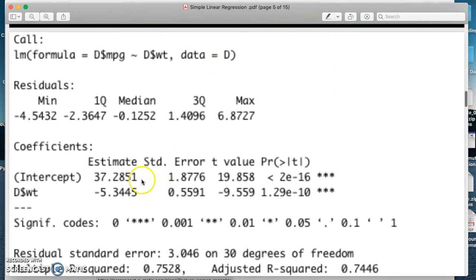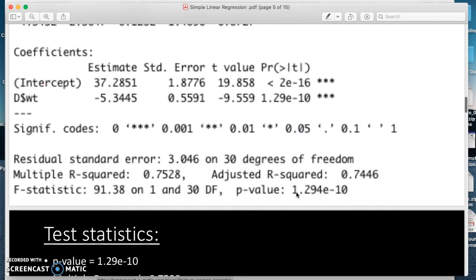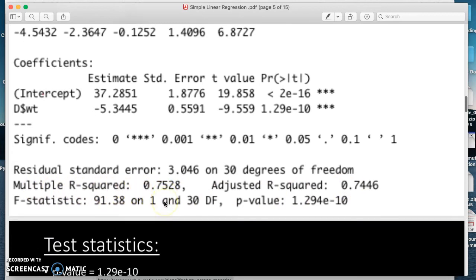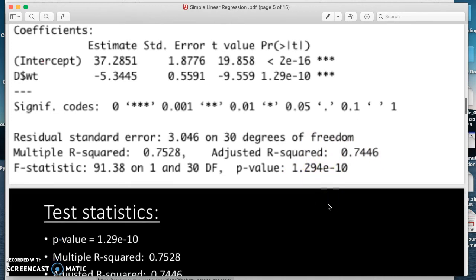We said that this was the value for b, and here we have the p-value for that test statistic. We are going to use this p-value to decide whether to reject the null hypothesis or accept it. The p-value that we get here is the same as we get here. We also have the adjusted r-squared, and the multiple r-squared, which is this value, but we are going to use these two, the adjusted r-squared and the p-value, in this model. We also have the degrees of freedom and the f statistic, which in this case is 91.38. We can also get the f statistic here, and the same information we can get from the ANOVA table.